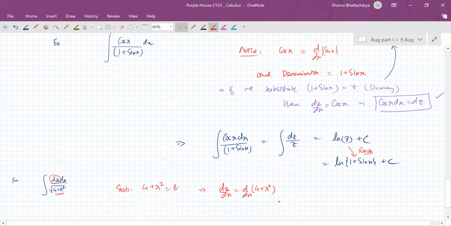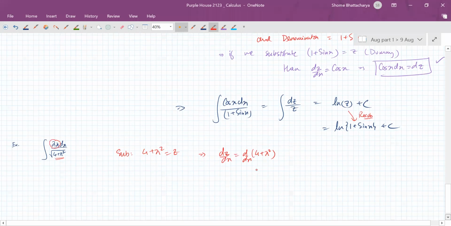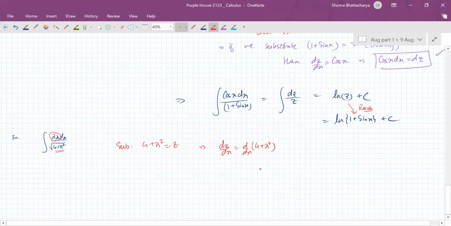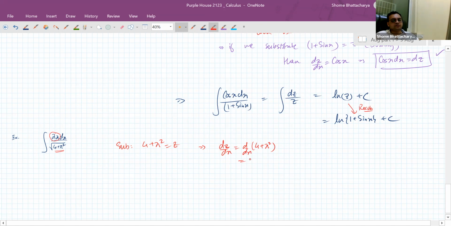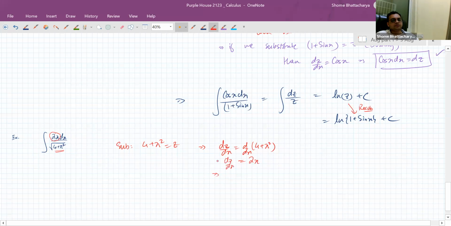You understand, na? The dz upon dx that you used in the formula, you can write that on the side once. The property you have used. There's no property used here, but I've just substituted 4 plus x square as z, and then dz by dx means differentiation. What is z? Z is 4 plus x square. So it's simple differentiation, no? That's it, that's the only step, nothing else. So dz by dx is equal to 2x. That means if I cross multiply, 2x into dx is dz.